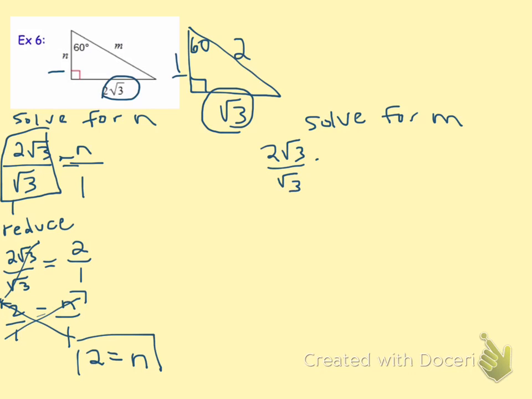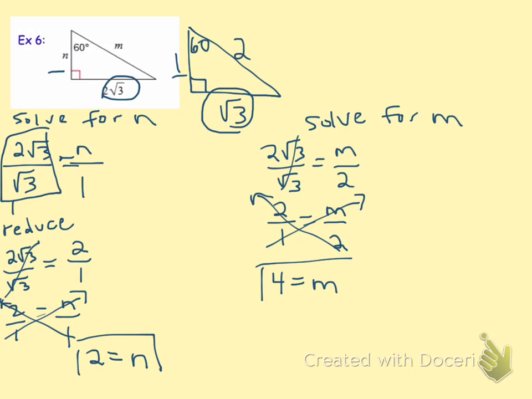2 root 3 over 3 equals m, the hypotenuse on the triangle to the left, over 2, the length of the similar triangle. I can cancel out root 3 over root 3 just as I did solving for n, and then cross multiply, and I'm left with 2 times 2 equals 4 times m times 1, which is m. So my final answer is 2 equals n and 4 equals m.